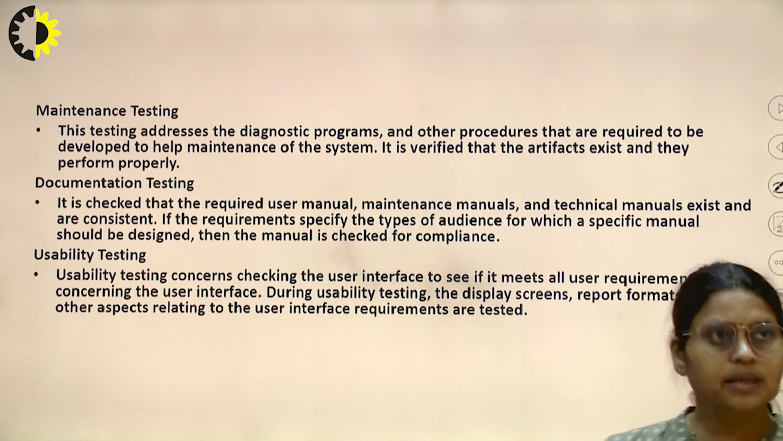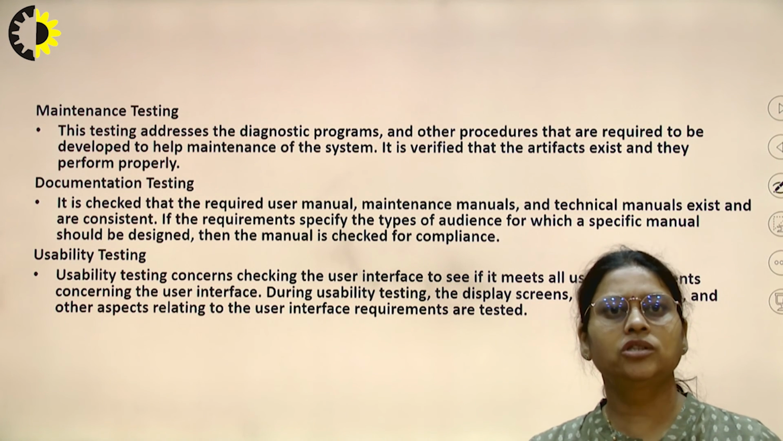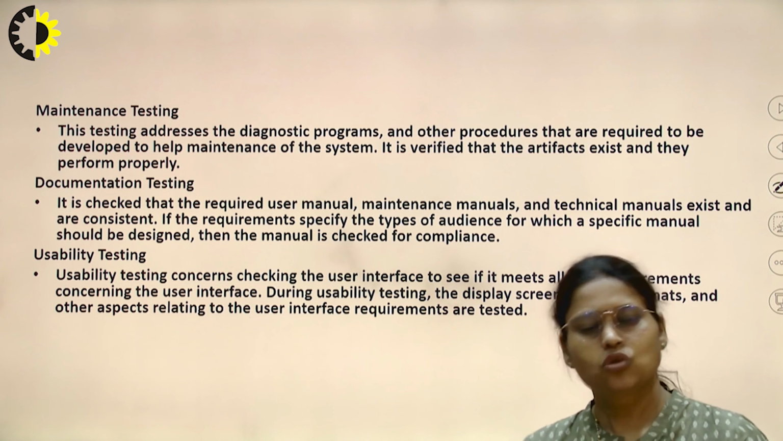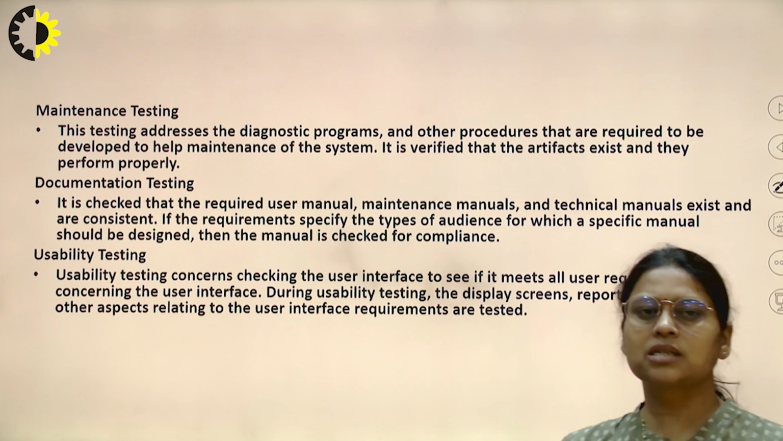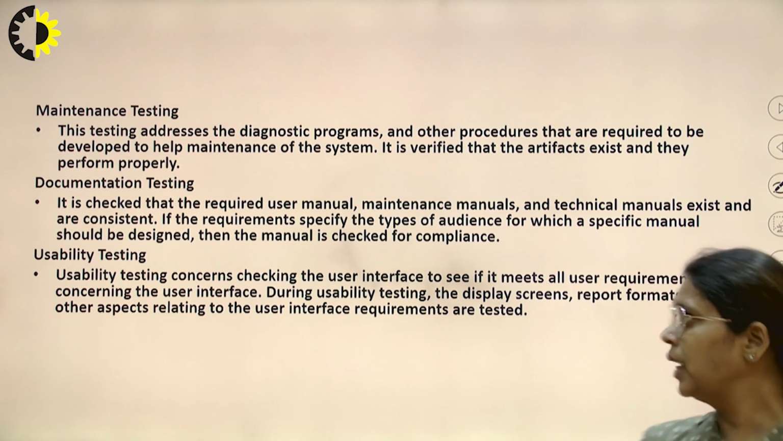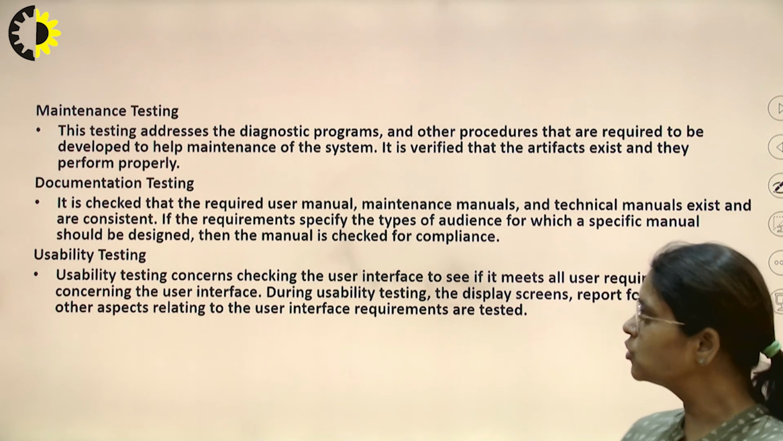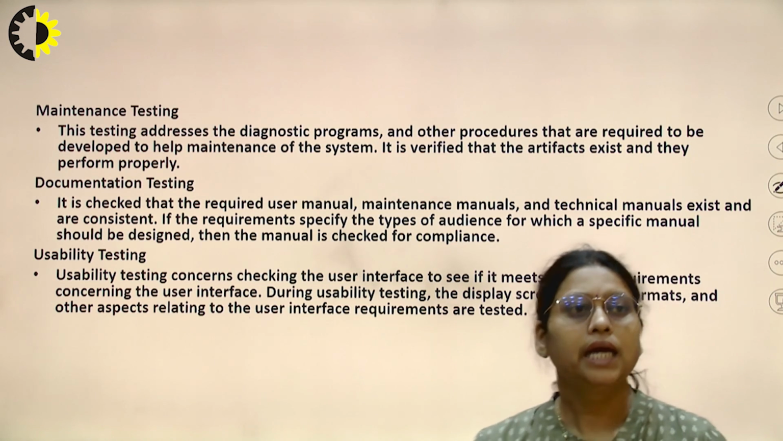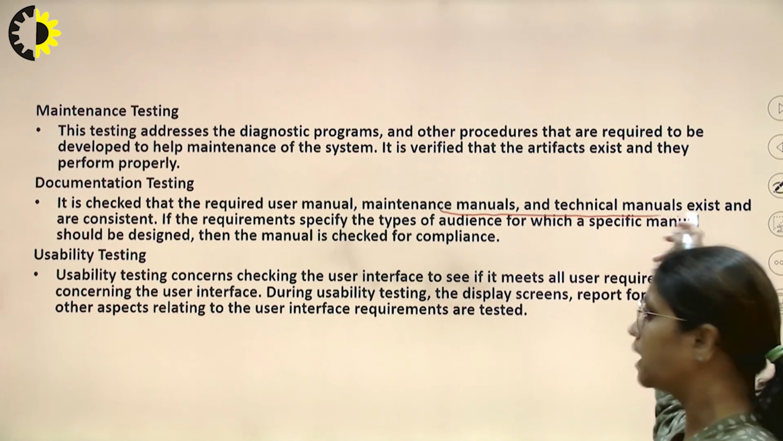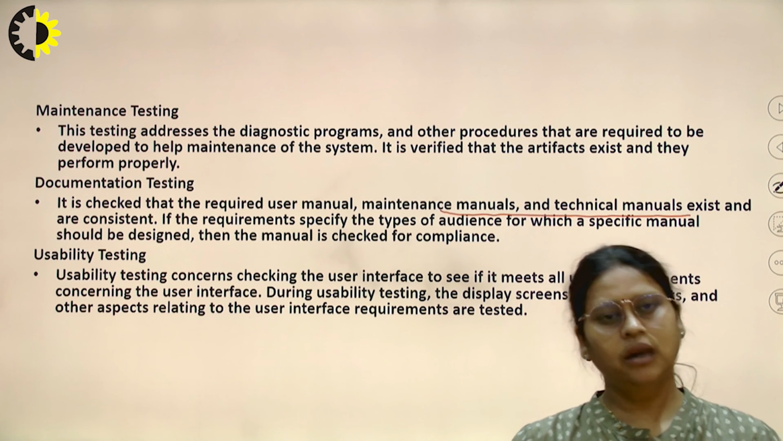The next testing is maintenance testing. It diagnoses the programs and other procedures that are required to be developed to help maintenance of the system. So once we go into the maintenance of the system, we work on some existing software and we apply maintenance testing. Documentation testing is also required. It is checked that the required user manual, maintenance manual, technical manuals are done properly or not.